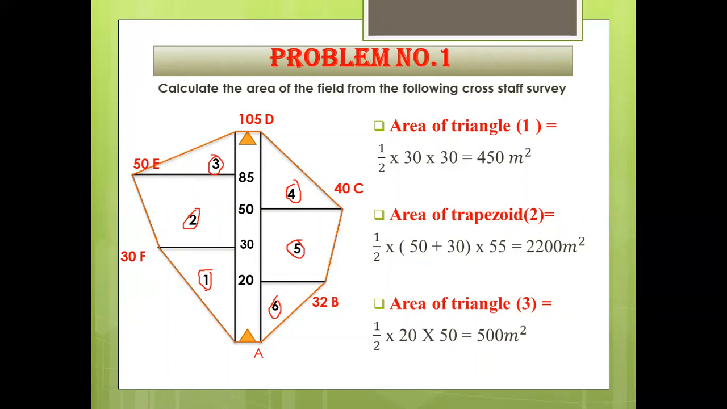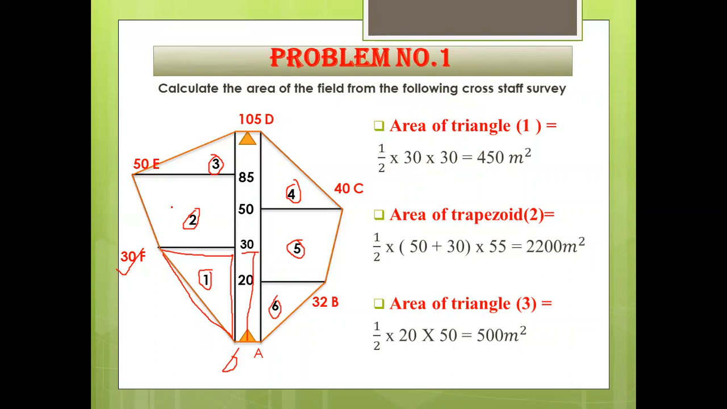Suppose I want to calculate the area of the first one. It is a triangle. So we know the formula of a triangle, half into base into height. So here is half, and the height is 30. And this is the base, suppose. Here is 0, then 0 to 30 means 30. Half into base 30 and height 30. Then we can calculate half into 30 into 30, that is 450 square meter.